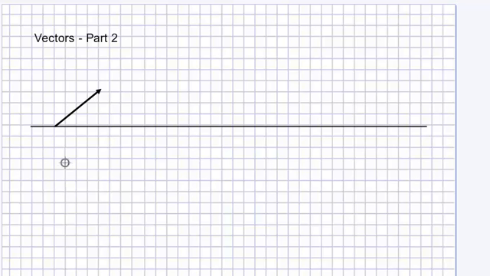Okay, welcome back. It's Vectors Part 2. All right, how are we going to be using vectors for our work in physics?